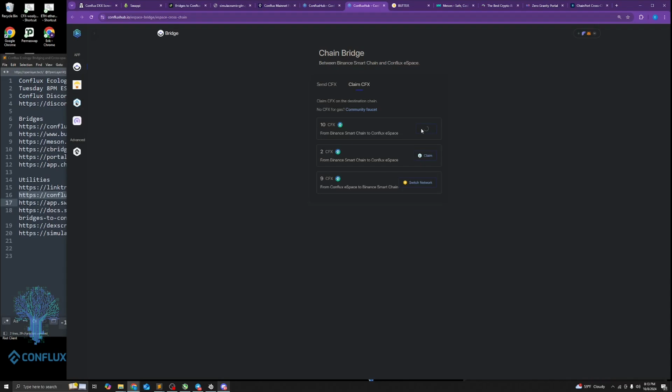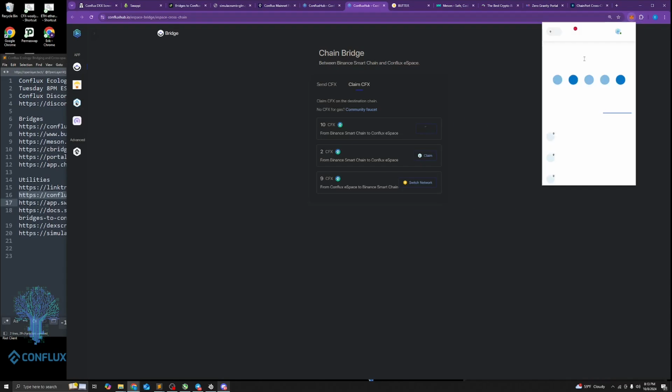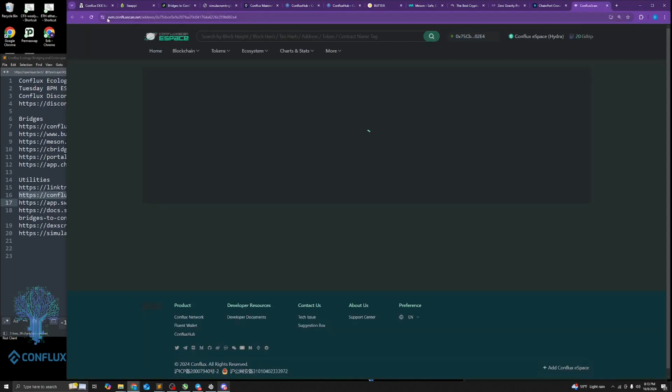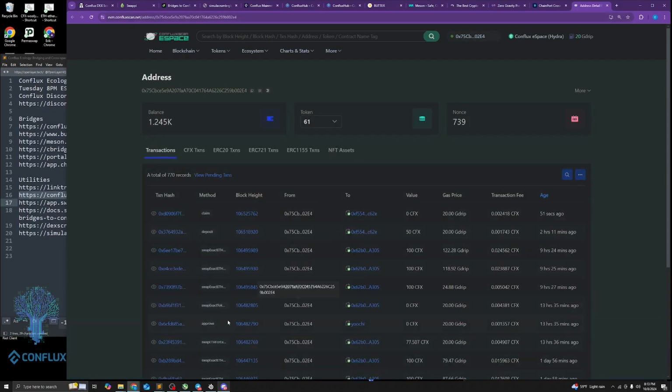So this is still spinning, but if I open up my MetaMask, I should see it. I go to Explorer. This is evm.confluxscan.net or .io. That's our Explorer. You can see I claimed 51 seconds ago.